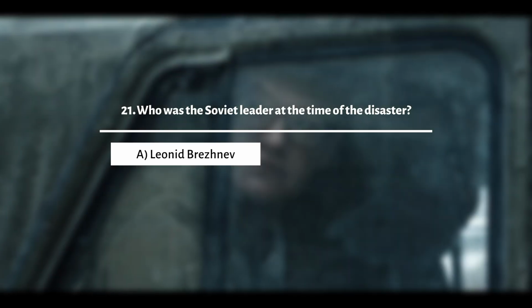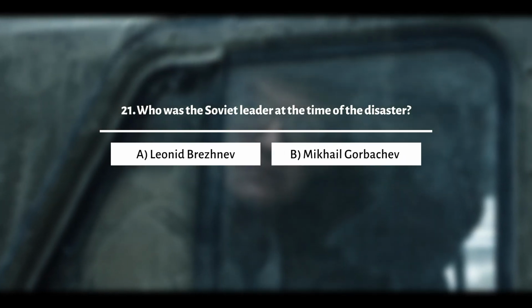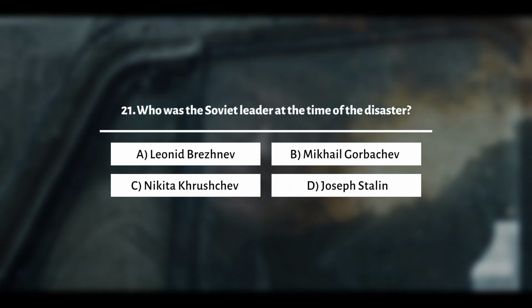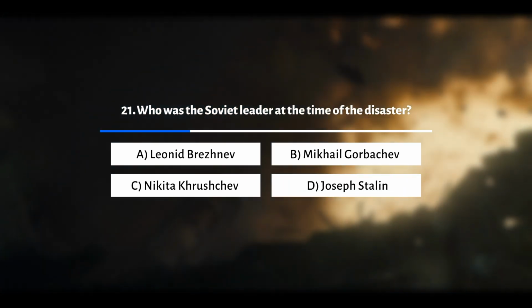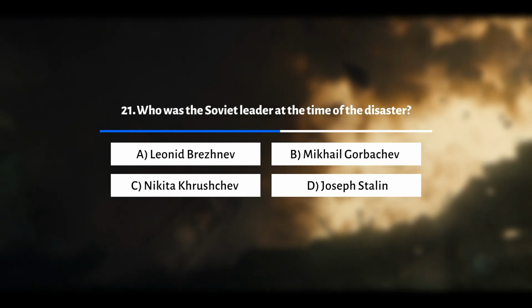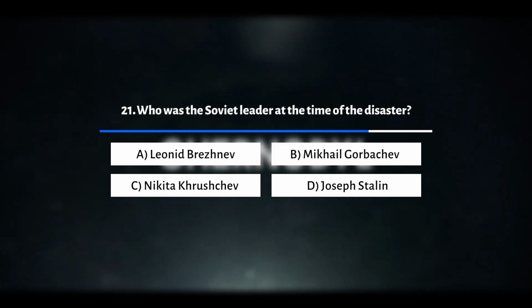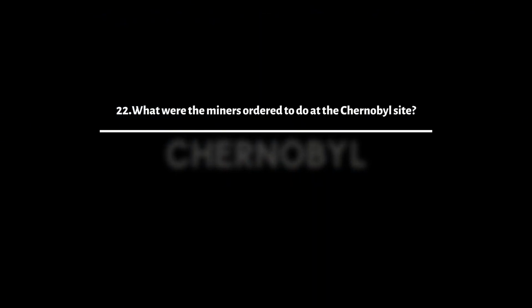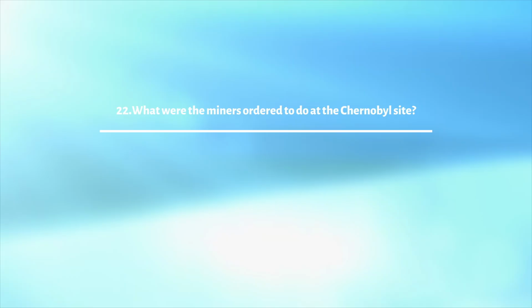A. Leonid Brezhnev. B. Mikhail Gorbachev. C. Nikita Khrushchev. D. Joseph Stalin. Correct answer, Mikhail Gorbachev. 22. What were the miners ordered to do at the Chernobyl site?